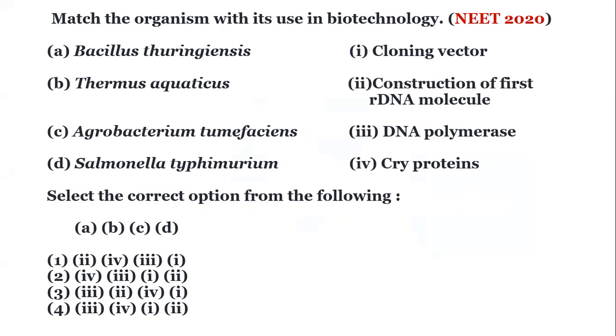The options in column A are A. Bacillus thuringiensis, B. Thermus aquaticus, C. Agrobacterium tumefaciens, and D. Salmonella typhimurium. Now in column 2, the options are 1. Cloning vector, 2. Construction of first recombinant DNA molecule, 3. DNA polymerase, and 4. Cry proteins.